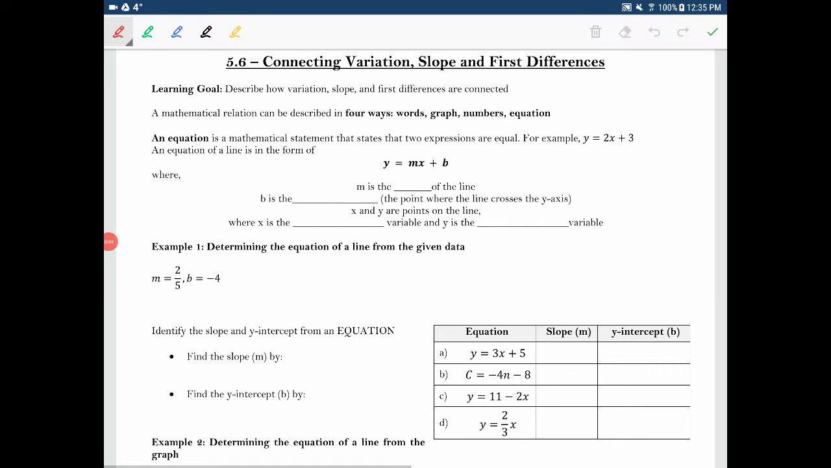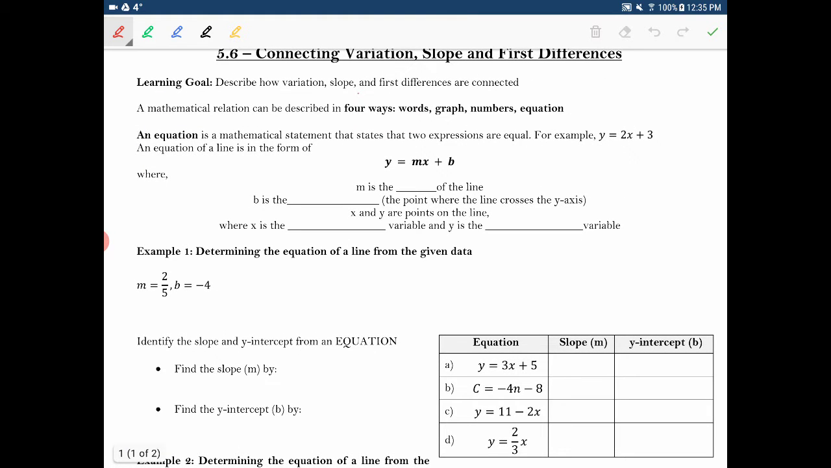Today we are going to talk about connecting variation, slope, and first differences. So, let's see. A mathematical relation can be described in four ways. We can describe it using words, a graph, numbers such as a table of values, or an equation. Obviously, the best one is the equation, which is a mathematical statement that states that two expressions are equal. For example, y is equal to 2x plus 3. An equation of a line is in the form y equals mx plus b.